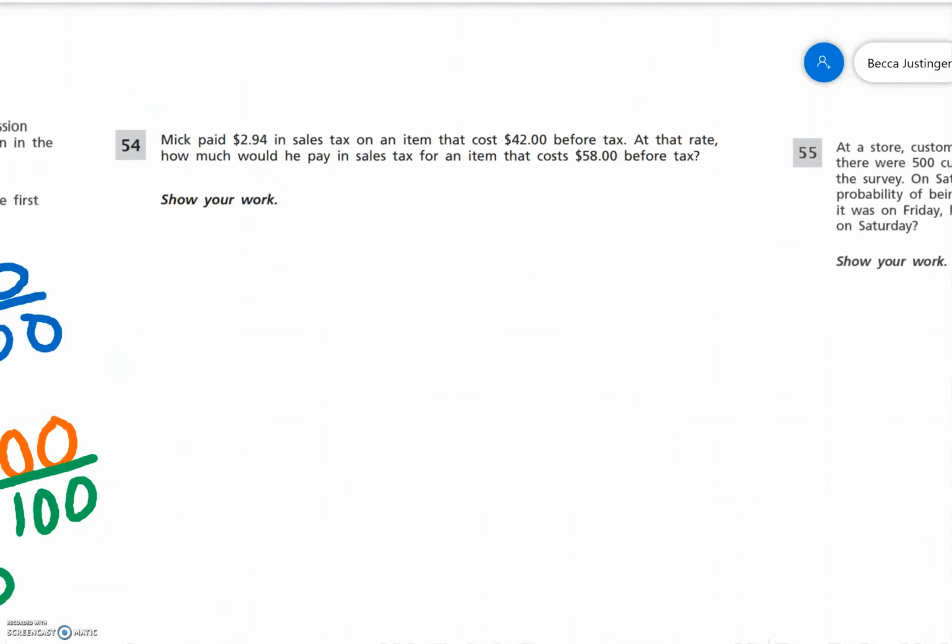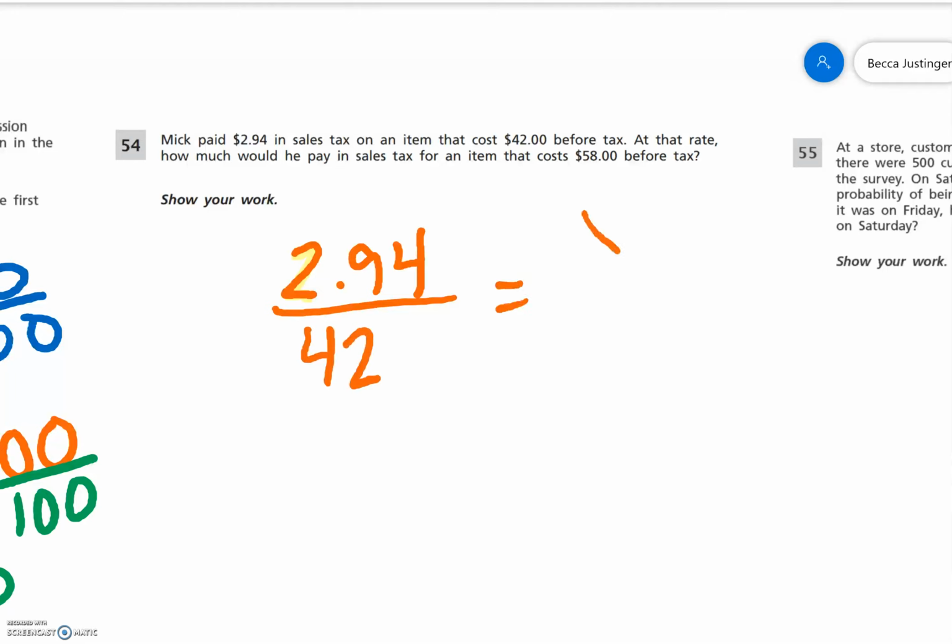Mick paid $2.94 in sales tax on an item that cost $42 before tax. At this rate, how much would he pay in sales tax for an item that cost $58 before tax? So 2.94 was the part, that was the tax, over $42. I want to know what is going to be the tax if it costs $58. So I'm going to cross multiply.